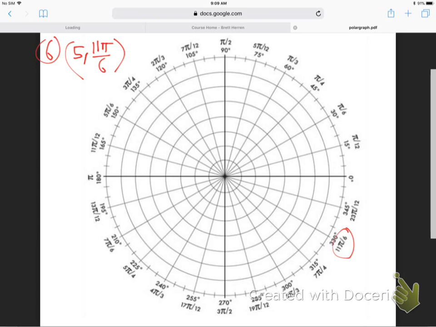So then we face the cannon in that direction, and we shoot in that direction 5. So 1, 2, 3, 4, 5. There's the point we're talking about. Is that good? There's the point, 11 pi over 6, 5. Now, what they're wanting us to do is say, hey, there are lots and lots of other ways to indicate that same point.